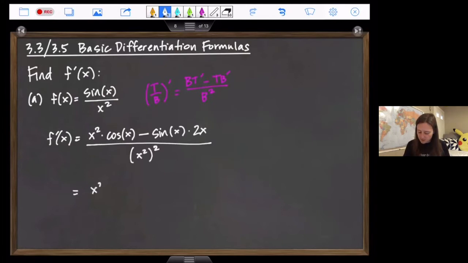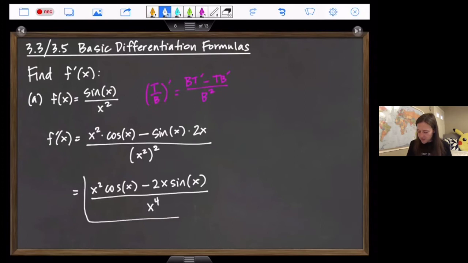Now a little bit of simplification. x squared cosine x, we can just leave like that. I'm going to scoot this 2x in front as a coefficient so it doesn't look like it's inside my sine function. And then x squared squared, I'm going to multiply those exponents and get x to the fourth. And this is our answer.